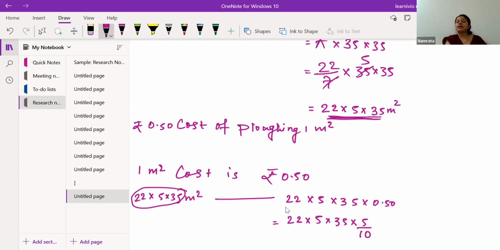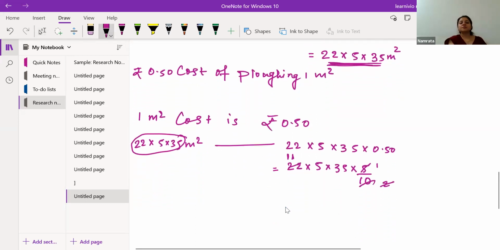Once we multiply it with 0.50, we can write 0.50 in terms of a fraction, 5/10. Why are we writing it like this? So that we can do the cancellation. 5 one times 5, 5 two times 10, and this 2 can be cancelled out with this 22, that is 11. Now our simplification became easier. We got 11 into 5 into 35. This is the total rupees we will get. Are you getting it? Yes, ma'am. So this is how we will solve the problem.